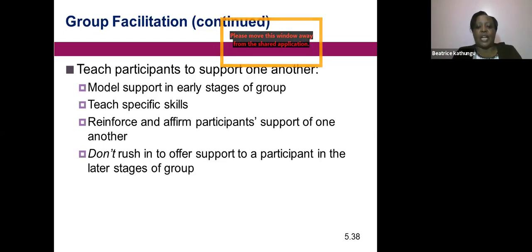And finally, don't rush to offer support to a participant in the later stages of a group. So we are saying in the early stages, they will rely more on you. You will be offering quite some support. You will be modeling, but as you move along, you need to relinquish your authority and allow the members to take more and more of your roles, so that towards the last stages the group can almost run without you. That should be your goal.